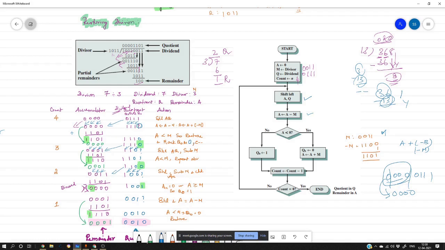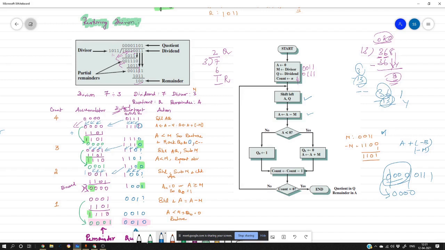So add this 1101. 1101 is 1 plus 1 is 0 here, and here it is 1. So 0 here, again carry 1, you have 0 here, again carry 1 here, and it is 0. This carry, what you get out of this MSB, will be discarded. Okay, because there is no place to store it, so it will just vanish off. So you have 0000 and 1100. So is this value positive or negative?